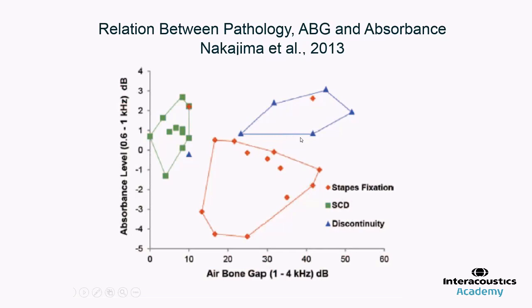So if we have increased absorbance, it's very helpful to examine the air-bone gap to get a sense of whether this is a problem that is more likely due to something like a third window effect as opposed to an ossicular discontinuity. Conversely, the stapes fixation also shows a large increase in the air-bone gap, but it shows a decrease in the absorbance level. And it is quite variable, but you can see that most of the ears have significantly lower absorbance compared to the ears with discontinuity.